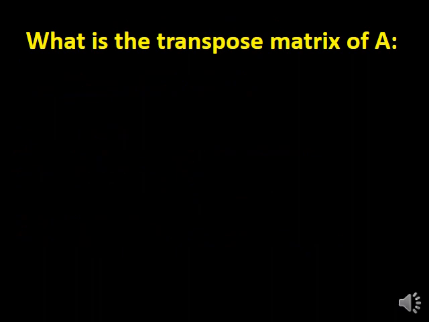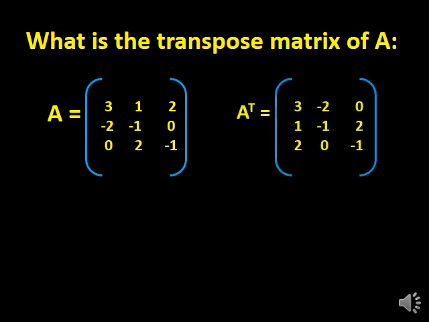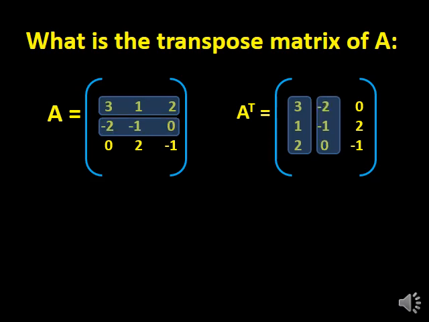Okay, what is the transpose matrix of A? Here we have a matrix. The transpose is simply repositioning of the elements of the matrix. Thus, it does not require a calculator function or method. Trans means change, pose means position. This is the transpose of that matrix. The first row in the original matrix becomes the first column on the transposed matrix. The second row becomes the second column. The third row becomes the third column.